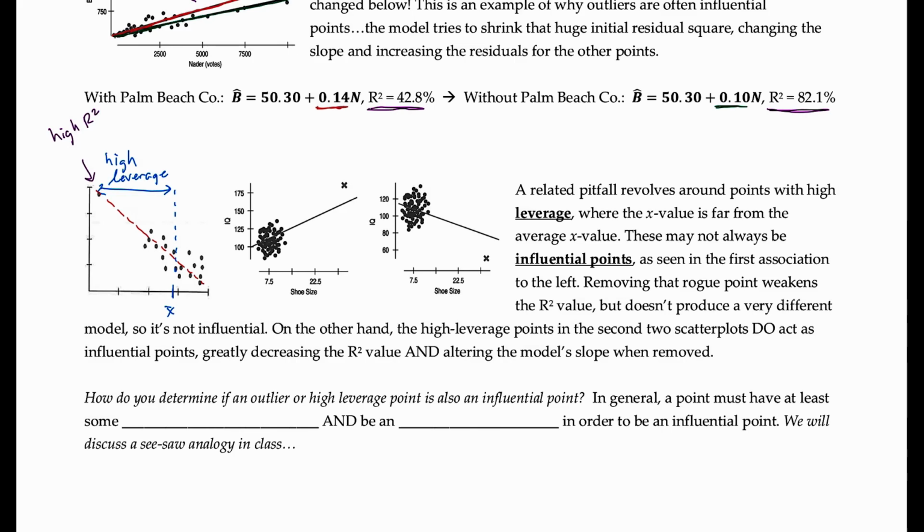Which means that if we were to remove that point, that's going to weaken our R-squared value in this particular case. But it doesn't really change the actual model itself by removing it. That's why it's not influential. So in this particular case, we would deem this not influential. All right, but let's look at some examples where it is influential.